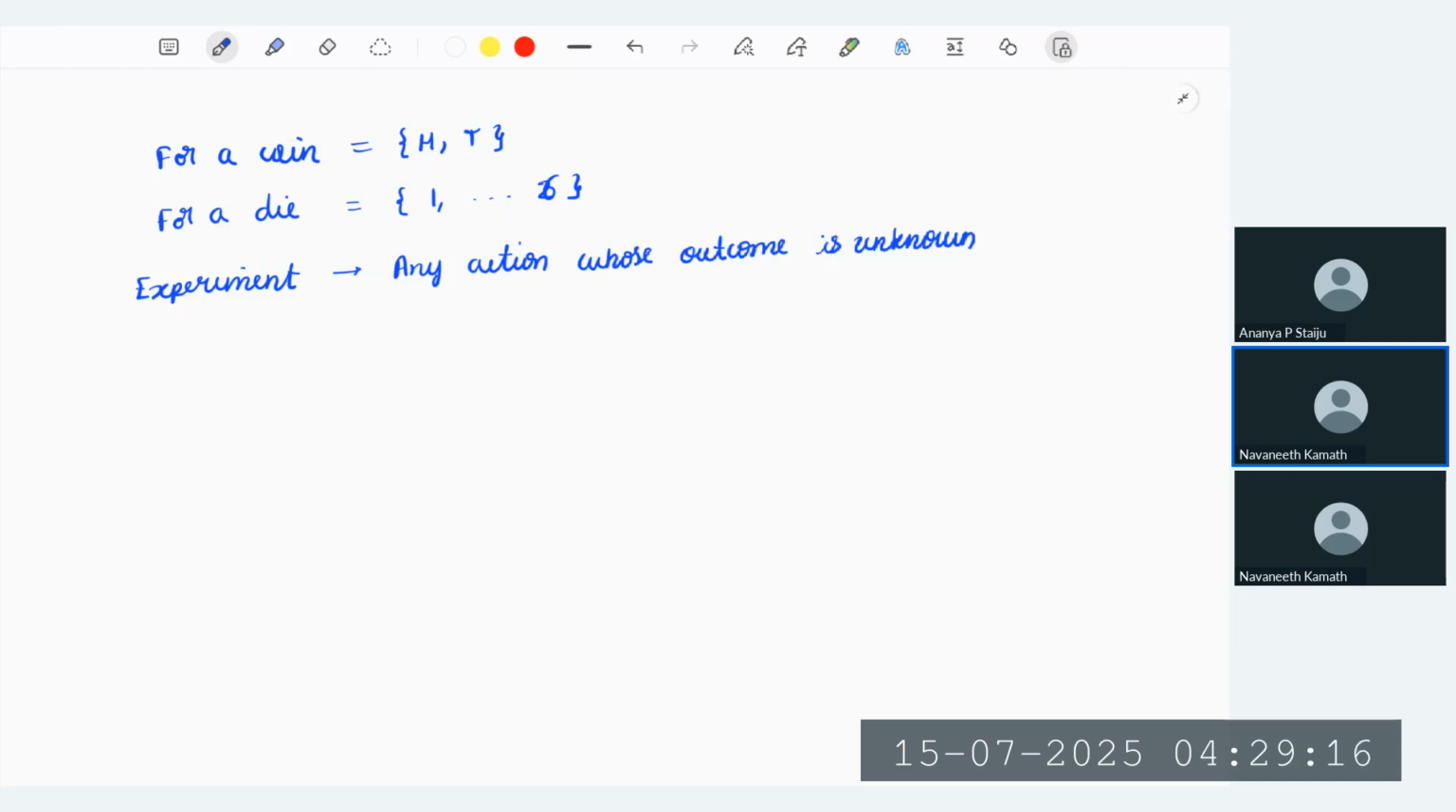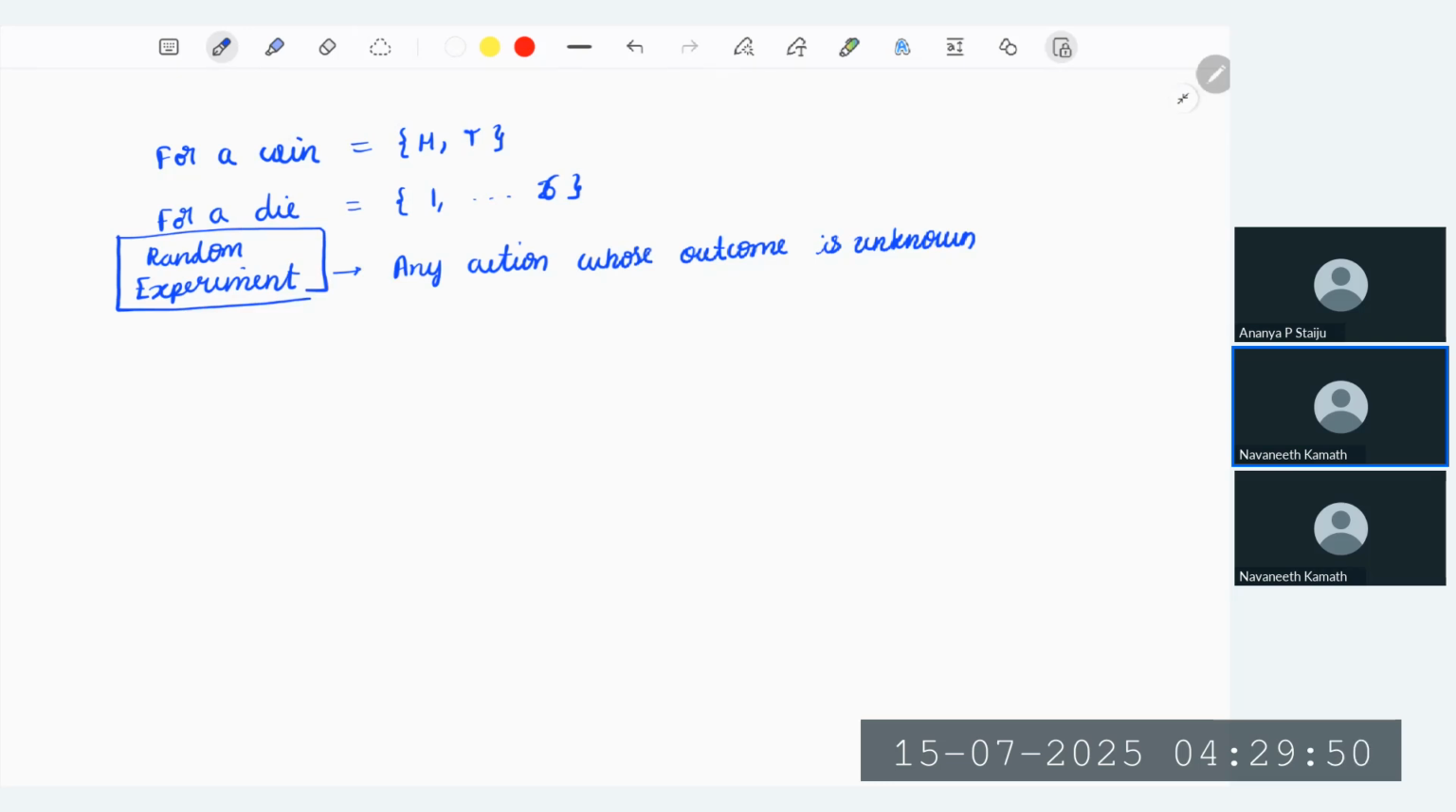Then I'm saying anything I'm doing. Okay, I'm doing some action, but whose outcome I don't know. But I know what are the possible outcomes it can take. So if I toss a coin, I know the possible outcomes: it can be a head or a tail. For a dice, it is a number between 1 to 6, but I don't know what exactly will come if I roll now. So that is called an experiment. Then it is exactly the random experiment. The definition: if the experiment outcome is not known, it is called a random experiment.